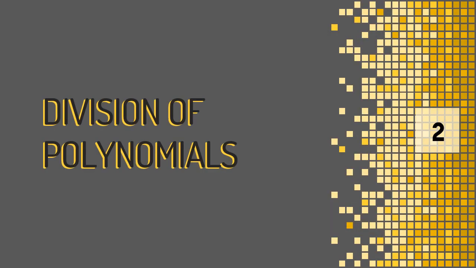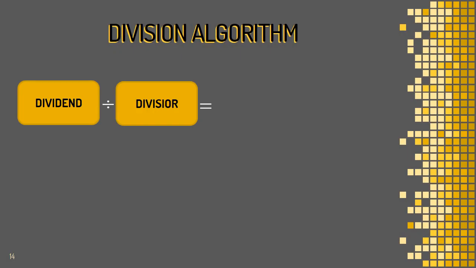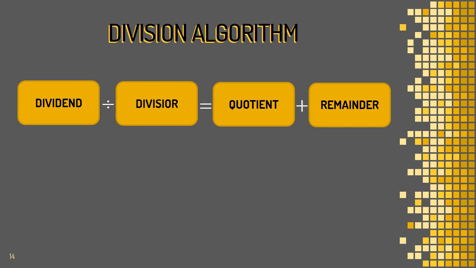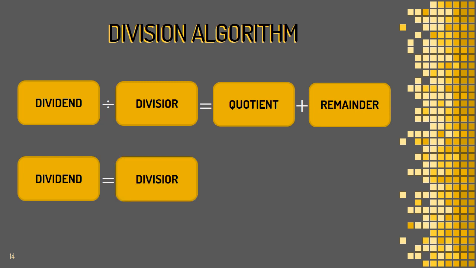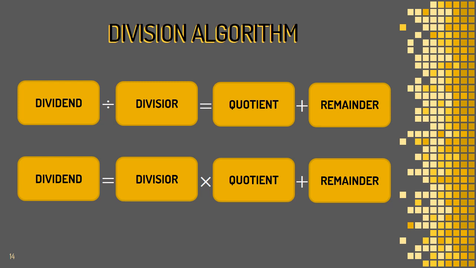The next part of our discussion is regarding the division of polynomials. When a number is divided by another number, a quotient and a remainder result. To check if the quotient and the remainder are correct, we have to reverse the process. Find the product of the divisor and the quotient, and then add the remainder. This division algorithm applies both to numbers and to polynomials. An algorithm is a systematic procedure for doing a certain computation.